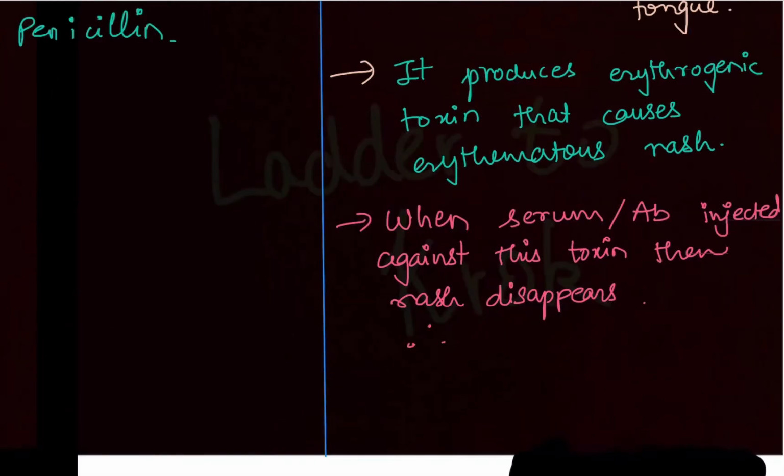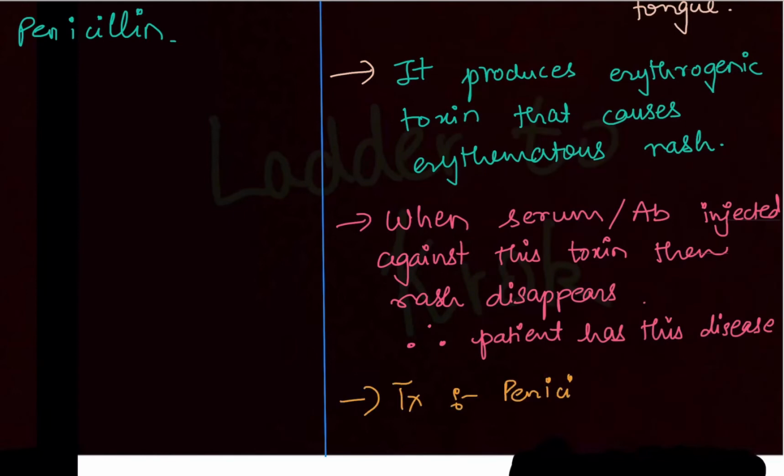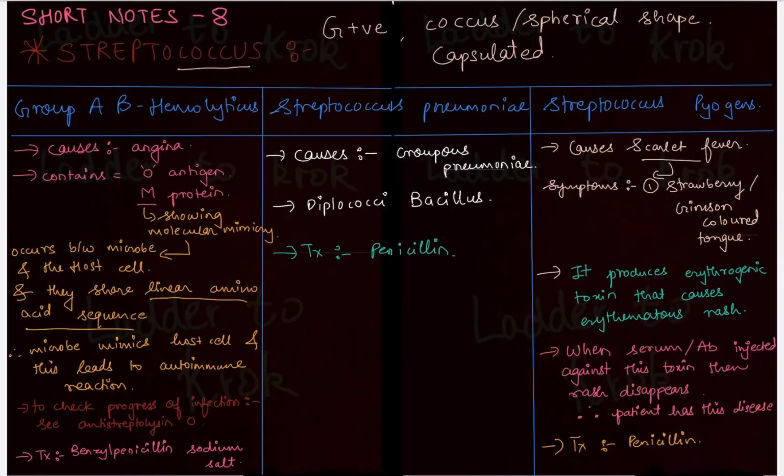So what does this indicate? This disappearance of the rash, it indicates that the patient has this disease. Which one? Scarlet fever. Understood? Now lastly, the treatment, very important. Again, it is penicillin. For Streptococcus group, the best antibiotic is penicillin. I hope this Streptococcus is all clear. Please remember, all three kinds are very, very important and are asked in a lot of different ways. So remember all these points which I have said to you.